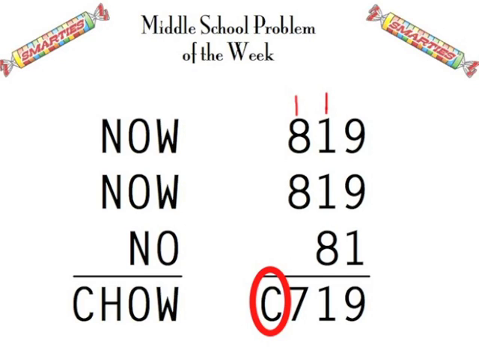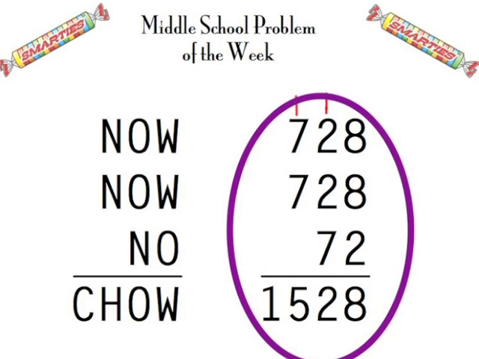And when we try the 9, C has to be 1, but the letter O already stood for 1. So we're back. W equals 8, the letter O equals 2, N equals 7, H equals 5, C equals 1. The answer to this week's problem of the week.